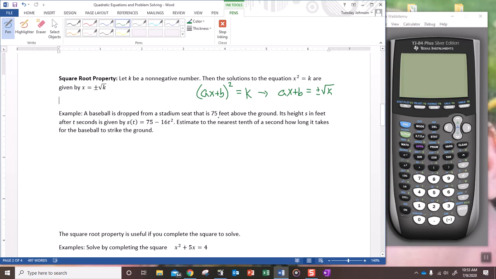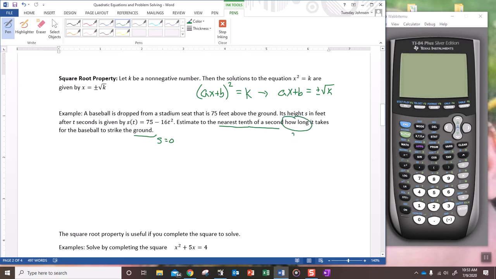A baseball is dropped from a stadium seat that's 75 feet above the ground. Its height s, so the height of the baseball, in feet after t seconds is given by s of t equals 75 minus 16t squared. Estimate to the nearest tenth of a second, so I'm going to use a calculator, how long it takes for the baseball to strike the ground. The ground has a height of 0.